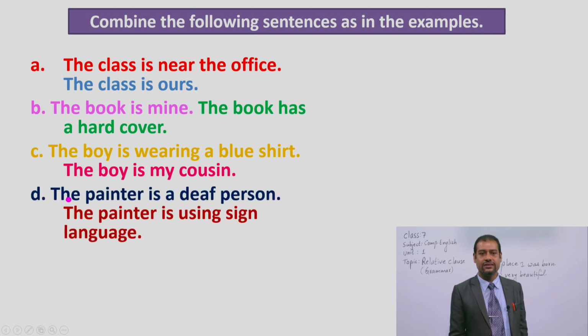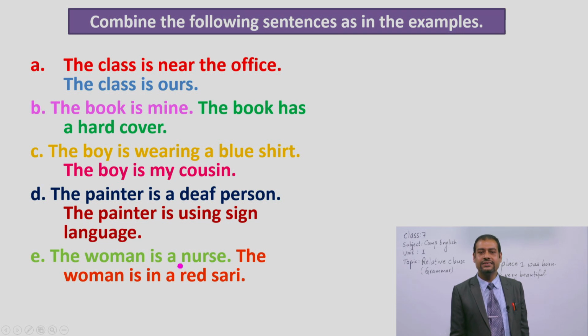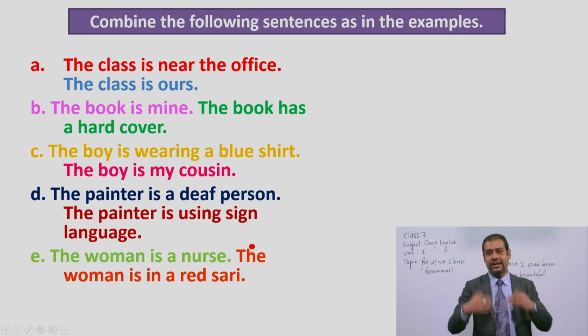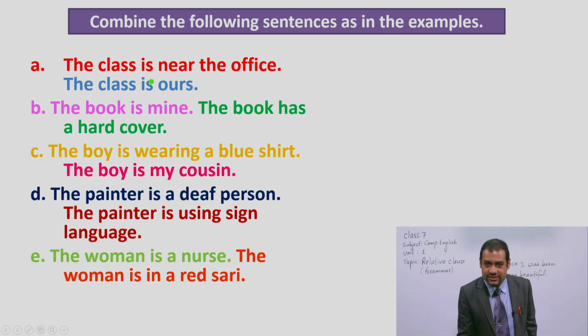Another question, the painter is a deaf person, the painter is using sign language. And one more question, the woman is a nurse, the woman is in a red sari. Dear students, now your work is to write these sentences into one. From these two sentences, you have to combine and make only one sentence. And for other numbers also, you have to do the same.